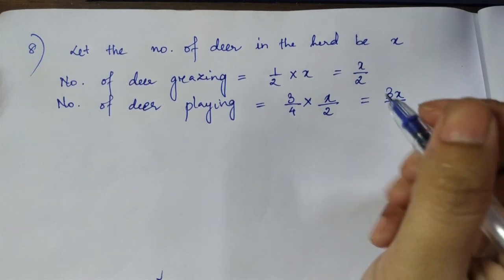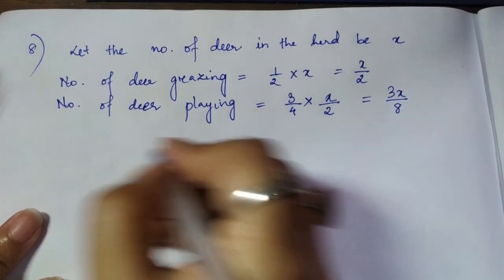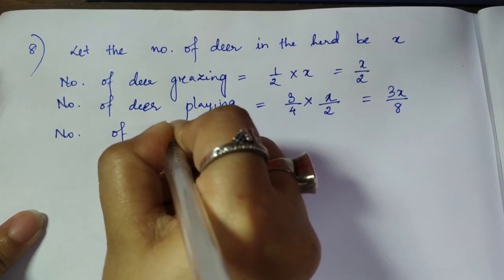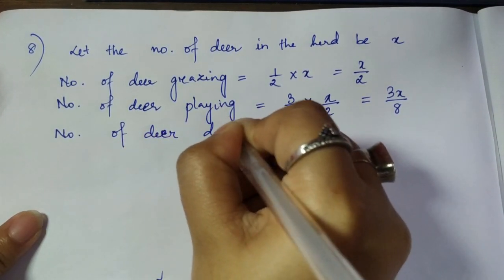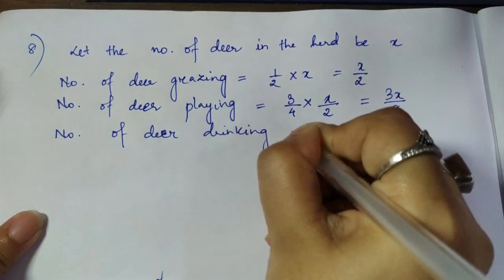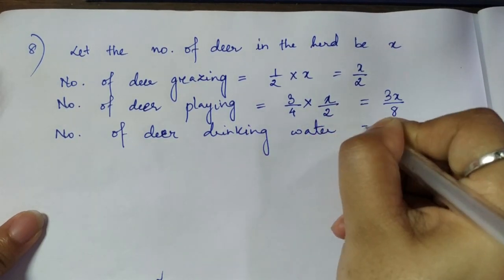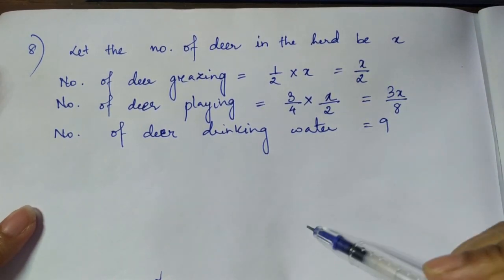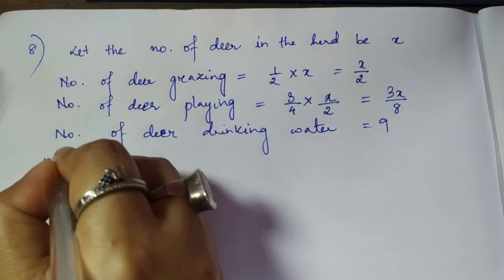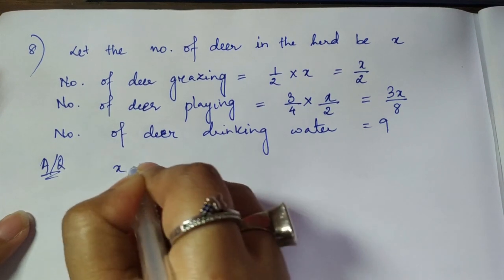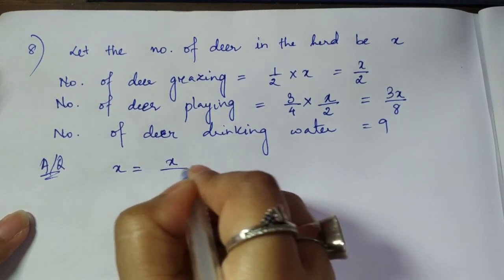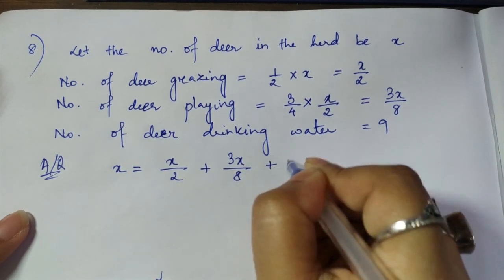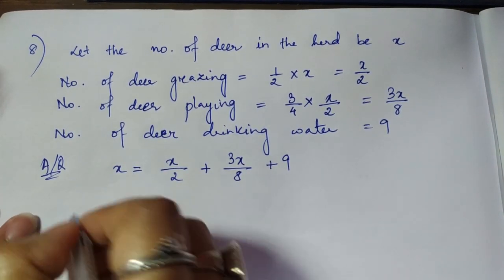And it is given that the remaining 9 are drinking water. So how many are drinking water? Number of deer drinking water is equal to 9. So that means this and this gives me the total number of deer. Can I write the total number x is equal to x by 2 plus 3x by 8 plus 9, isn't it? So let's solve this one.